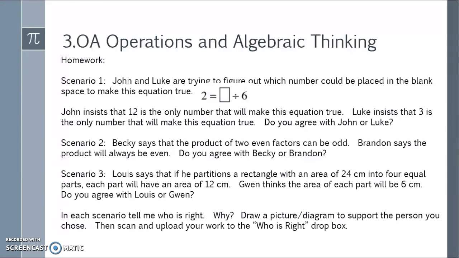Scenario 3. Louis says that if he partitions a rectangle with an area of 24 centimeters into 4 equal parts, each part will have an area of 12 centimeters. Gwen thinks the area of each part will be 6 centimeters. Do you agree with Louis or Gwen?